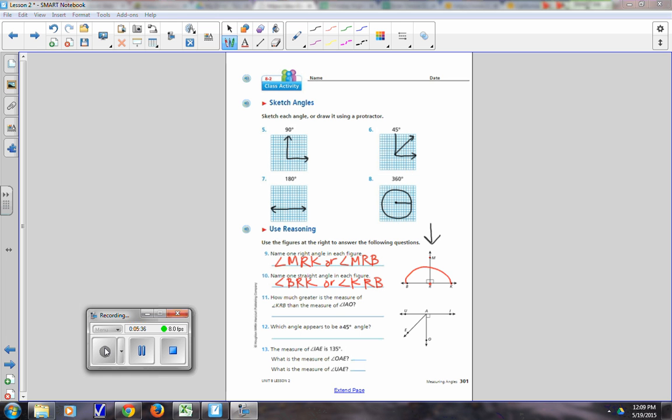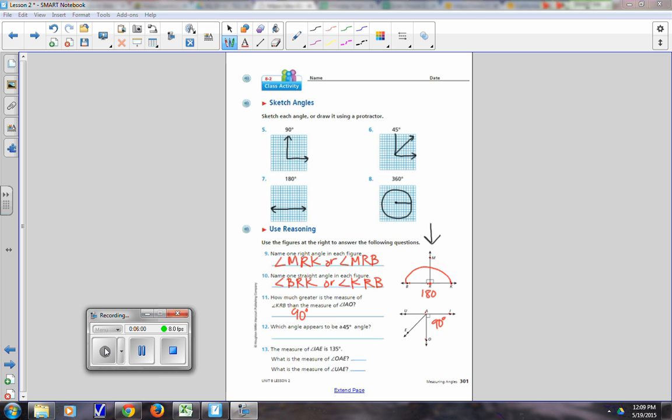How much greater is the measure of KRB than the measure of IAO? Well, IAO is 90 degrees, and KRB is 180. So it's 90 degrees greater.